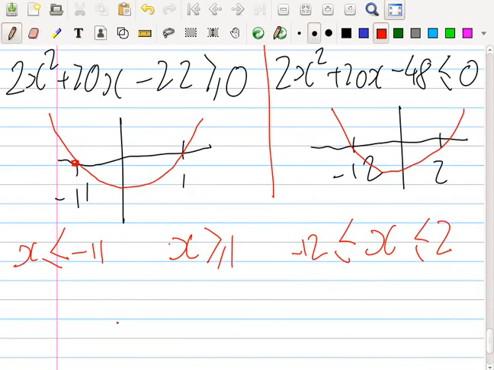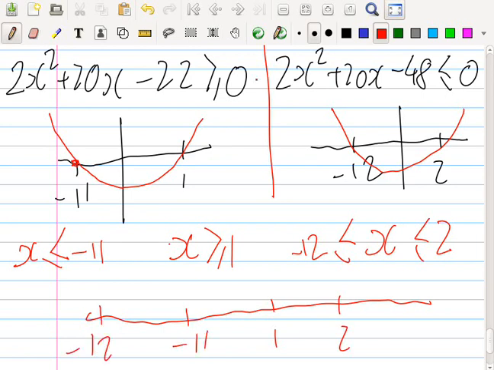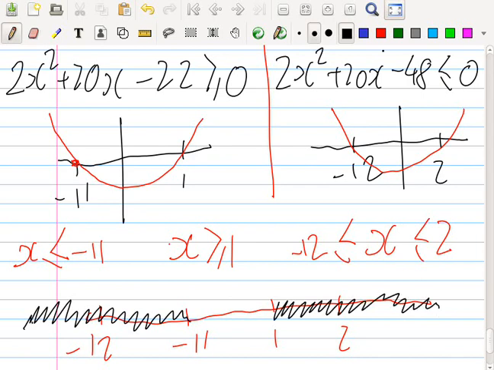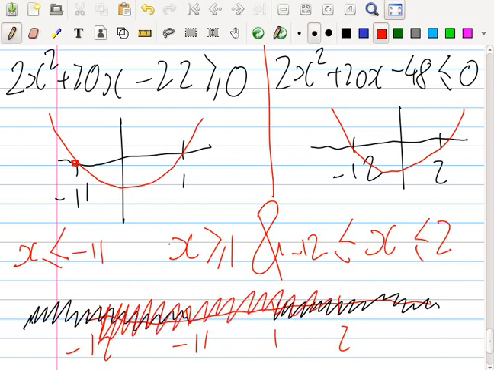Okay, so if I try to put this on a number line, let me just mark off the key ones. 1, 2, minus 11, minus 12. My first one says x must be less than or equal to minus 11, or x must be greater than 1. Now, in red, let's look at my next one. This is and between them. X must be between minus 12 and 2. So there you go.